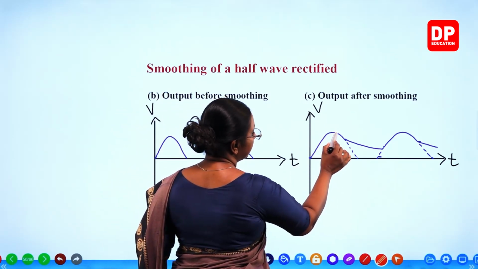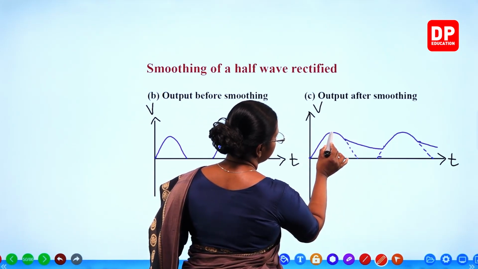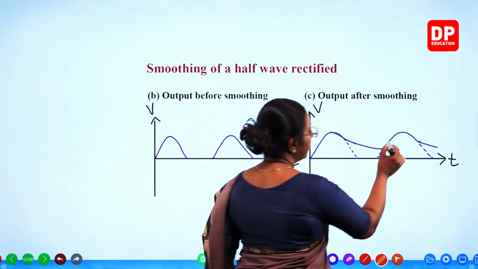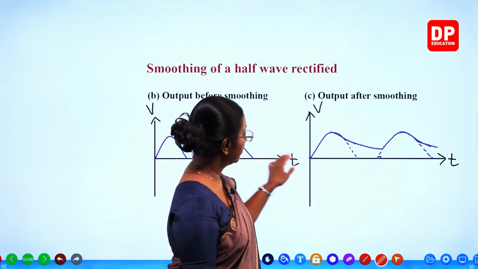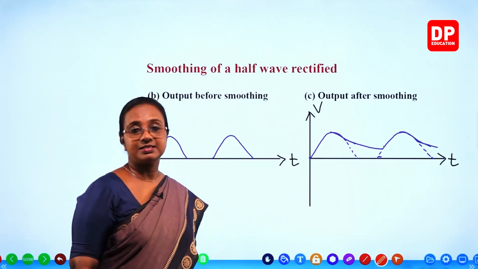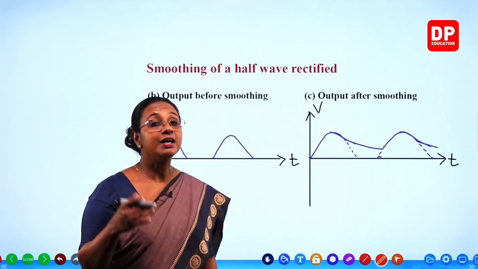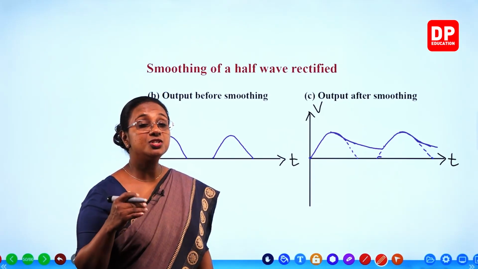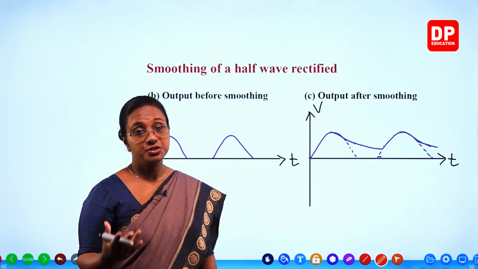So up to here it is the current flowing, but when the current flow stops from here onwards, it is the capacitor that is going to discharge. So from here also it's the capacitor that is going to discharge. So here now you can see it does not touch the x-axis. There is still fluctuation, but the graph does not go and become 0. Voltage does not drop to 0. So that is the process of smoothing.